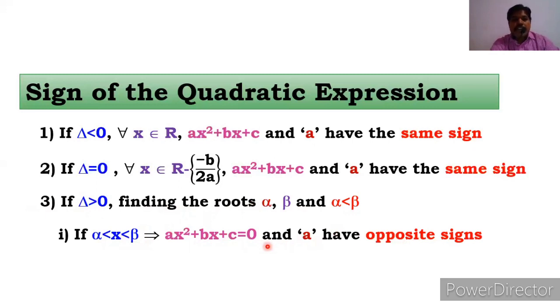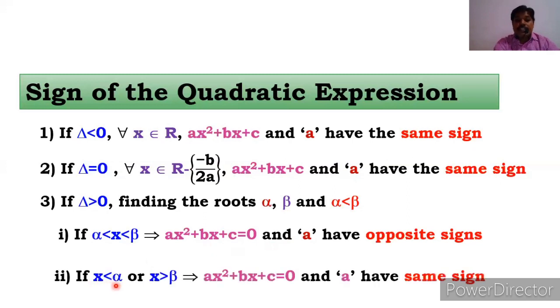Opposite sign means that if a is positive, then the expression will become negative. If a is negative, the expression will become positive. Do you understand that? See the next case.